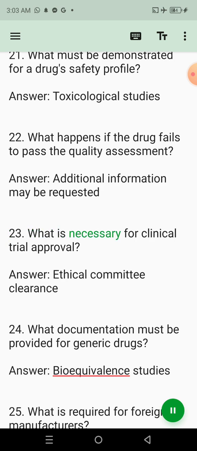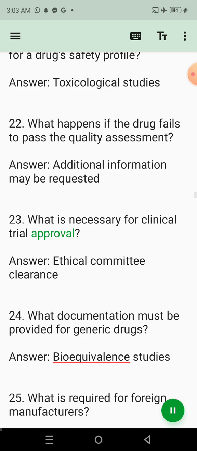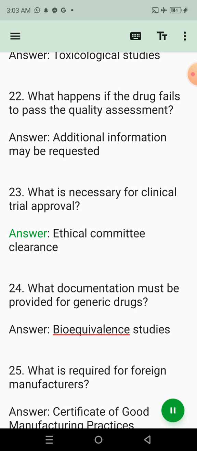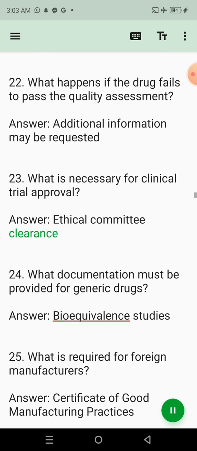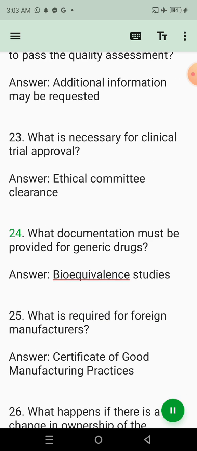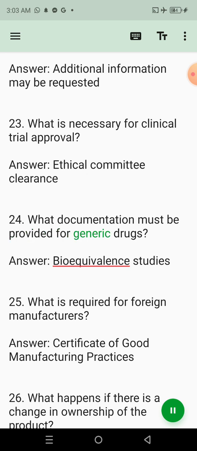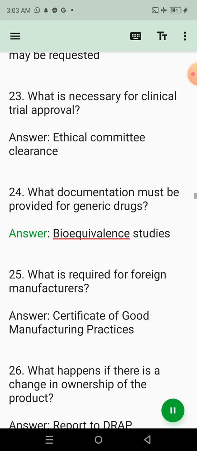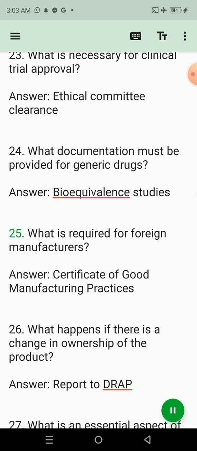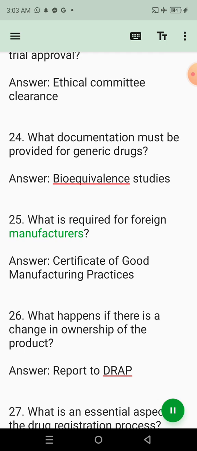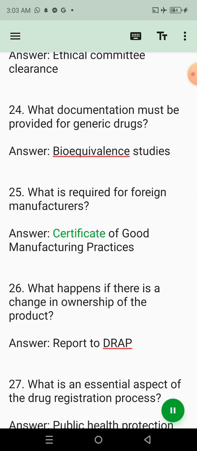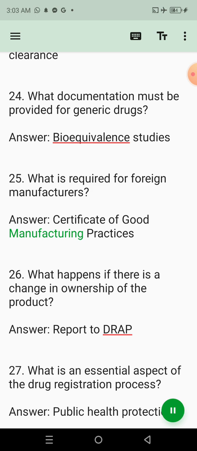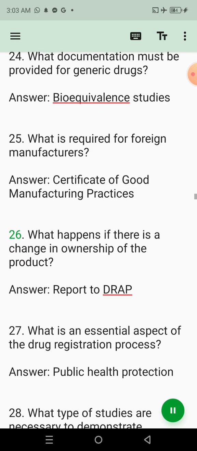23. What is necessary for clinical trial approval? Answer: Ethical committee clearance. 24. What documentation must be provided for generic drugs? Answer: Bioequivalence studies. 25. What is required for foreign manufacturers? Answer: Certificate of Good Manufacturing Practices.